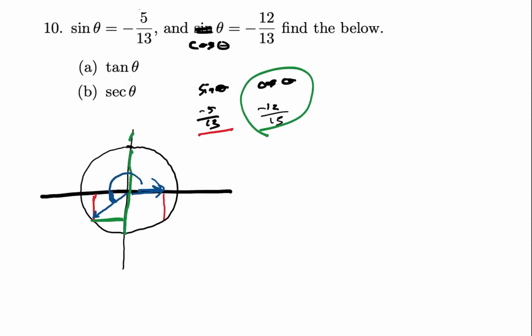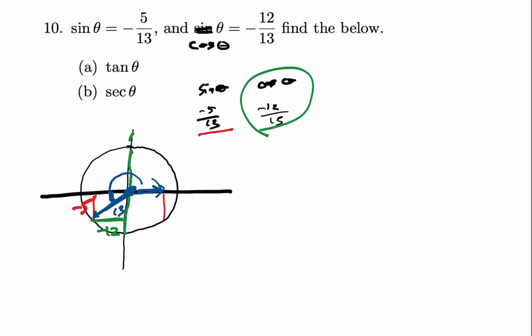So now we have the triangle. So let's label this length. So the green, right, this is negative 12. And this right here is negative 5. And as is shown here, the radius length is 13, and we can think of this as the origin.